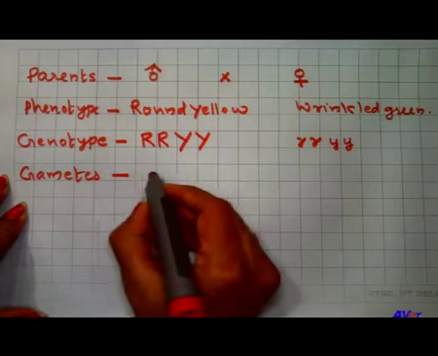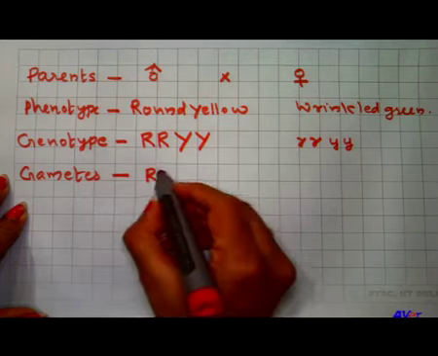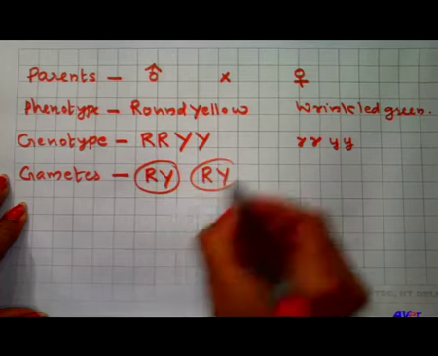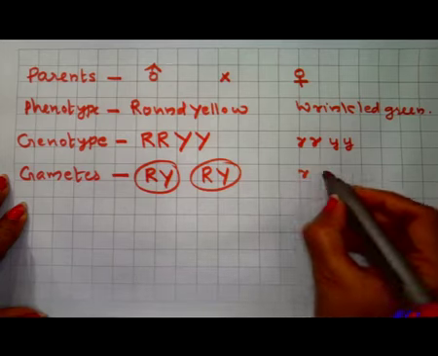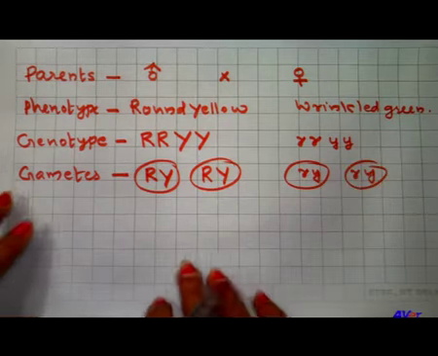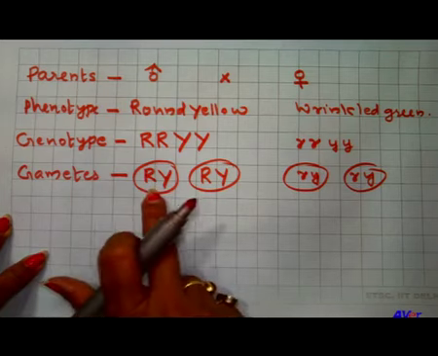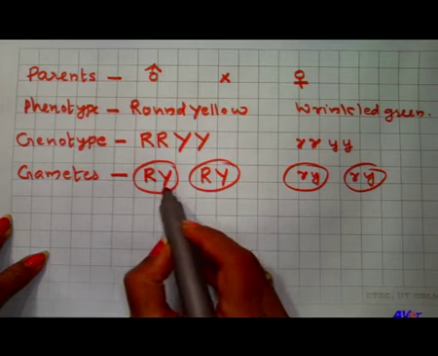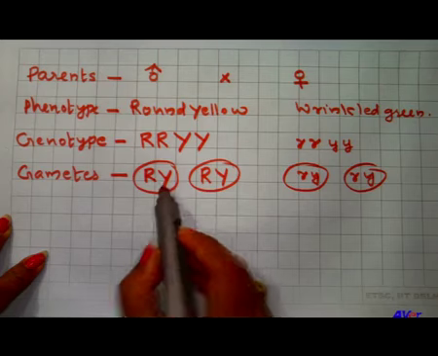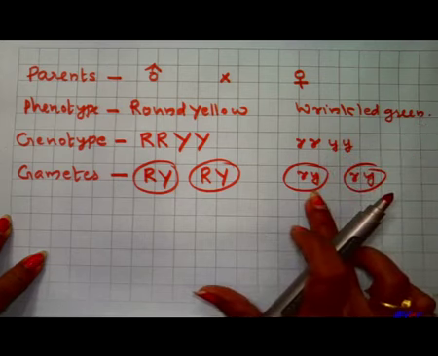So, here these two alleles are separating. Capital R, capital Y is one gamete, the other is capital R, capital Y, another gamete. Here it is small r, small y, small r, small y. In the gamete, there will be one allele for each character. So, here is the production of capital R and capital Y gametes, and here is the production of small r and small y gametes.